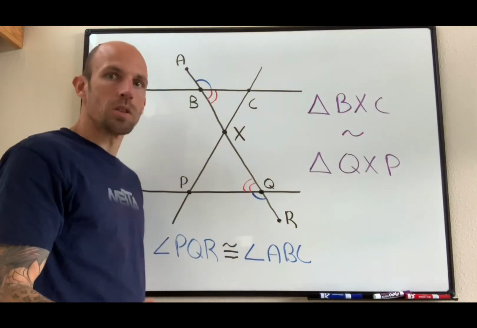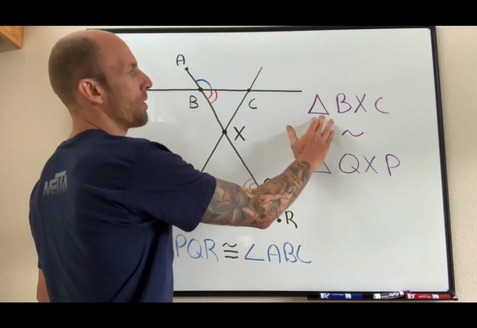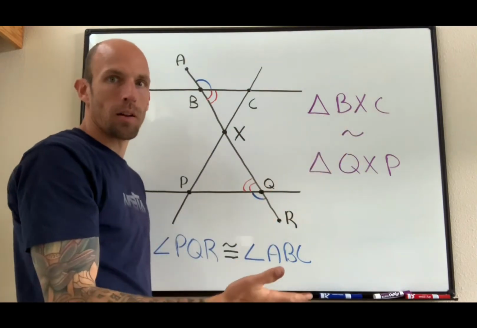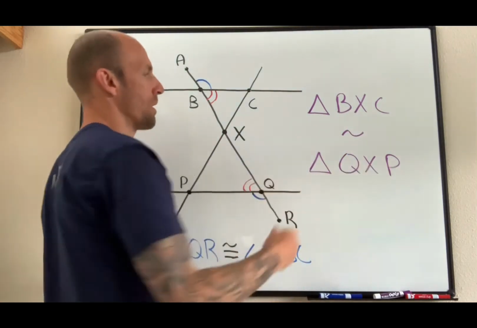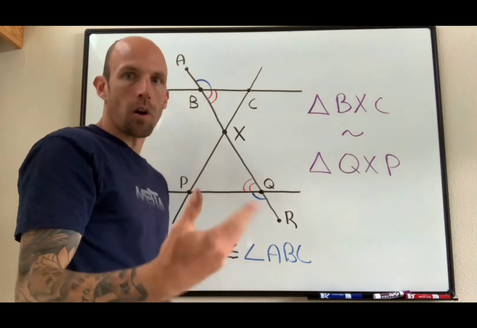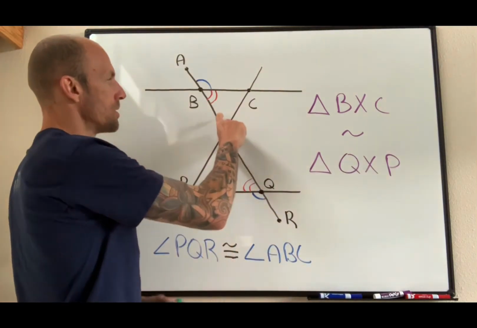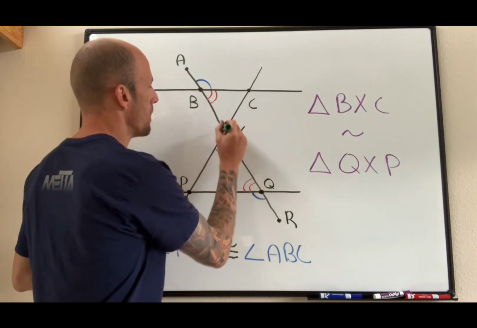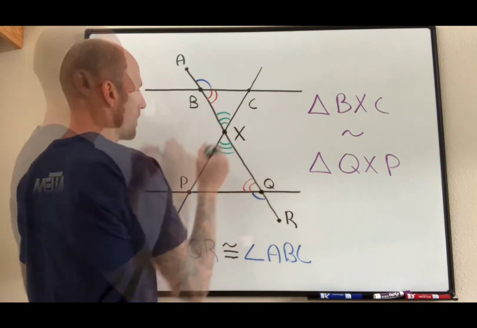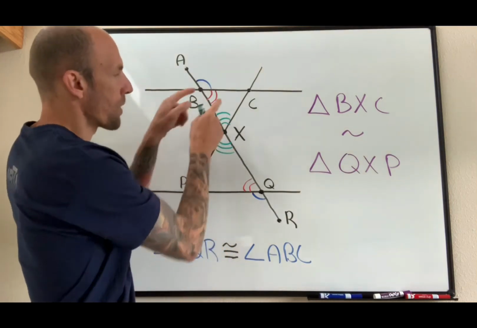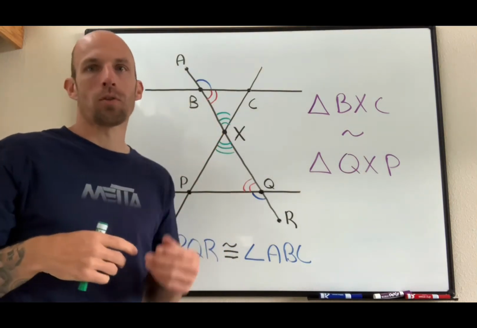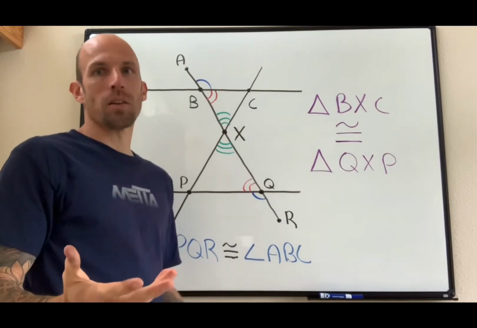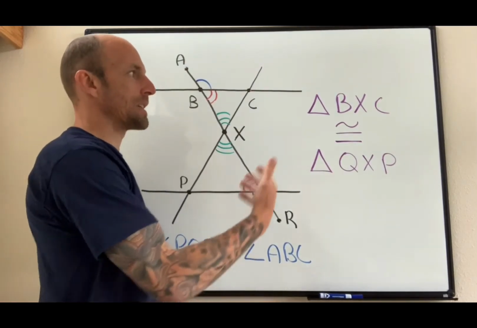Next, for answer choice C, we're asked if triangle BXC is similar to triangle QXP. Vertical angles are congruent. These two angles right here are vertical, so they must be congruent. Two angles that are congruent from one triangle to the next, then you've got similar triangles. And at this point, by process of elimination, the answer has got to be D.